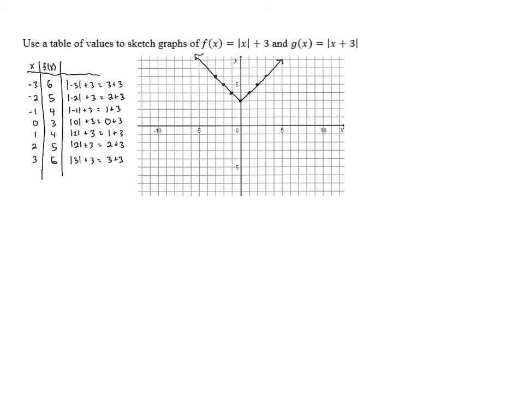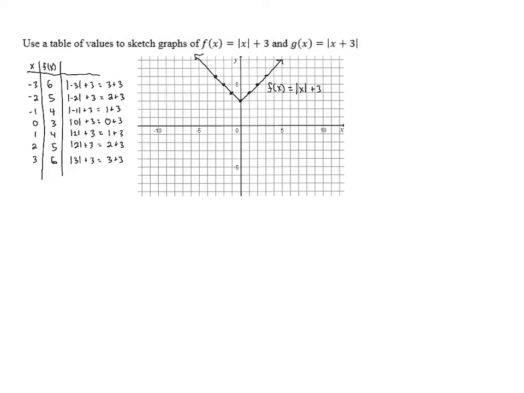So in a way, and we're going to talk about this more later, this graph is the graph of just the absolute value of x, but shifted upwards. So this 3 that we've added has shifted the graph upwards. Again, we're going to talk about that later. Right now, the whole point is to get comfortable using tables of values to sketch graphs of functions. But that's just a little bit of a look ahead. So this was our f of x equals the absolute value of x plus 3.